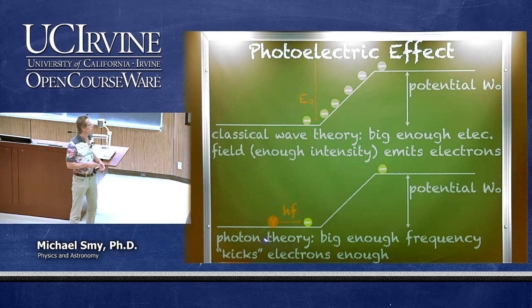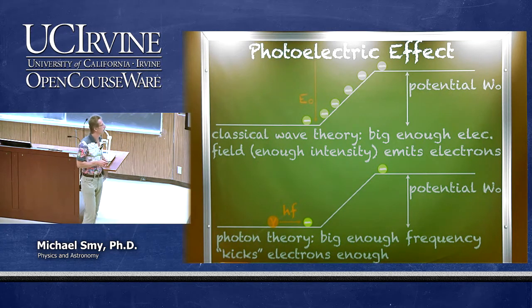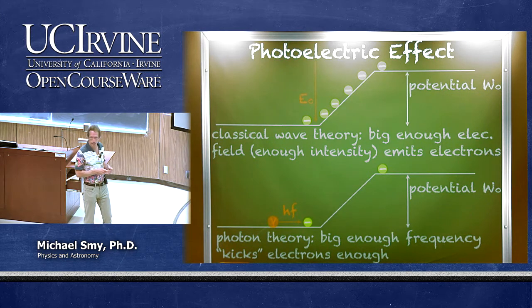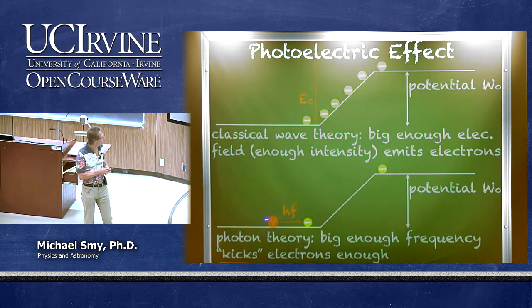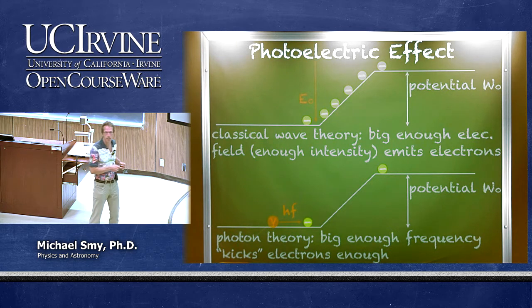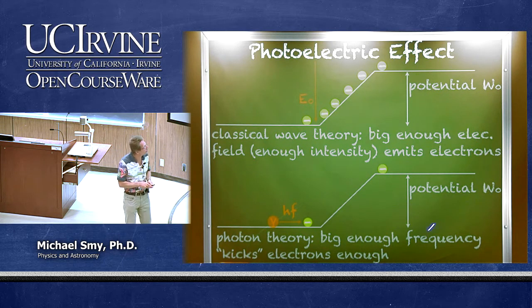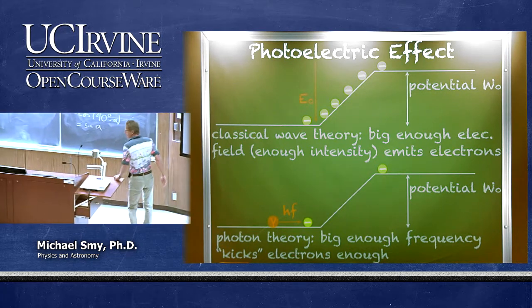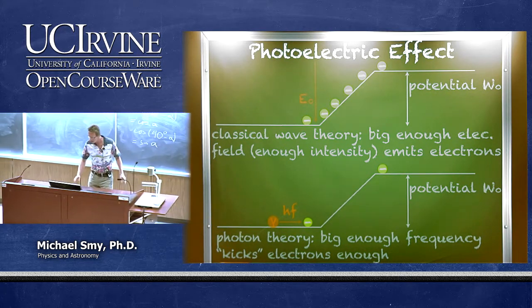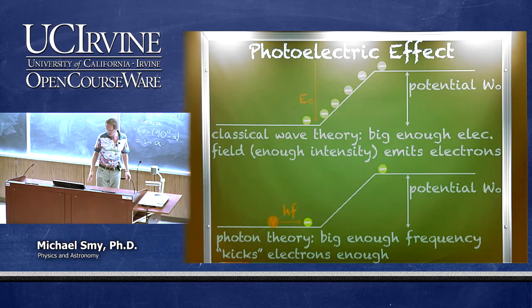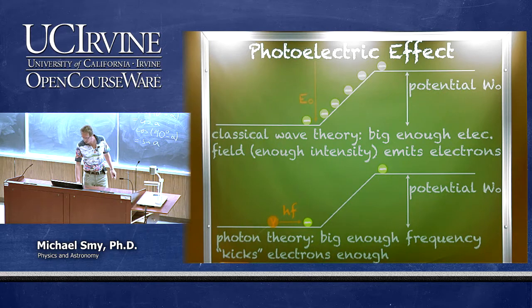For the photon theory, however, we hit the electrons with little particles called photons. Those photons have a particular energy, h times f, like in Planck's hypothesis. And if f is big enough, then it will kick those electrons strongly enough to lift them up to the potential W0. In other words, the intensity just controls how many electrons are appearing, but not whether they appear and also what their kinetic energy is. That is controlled by the frequency.